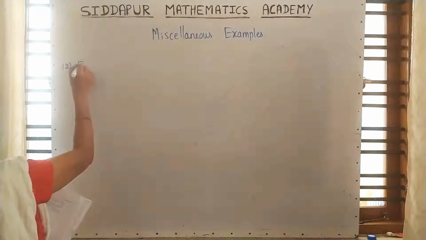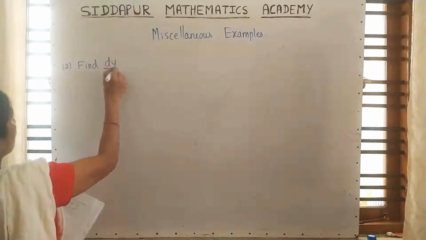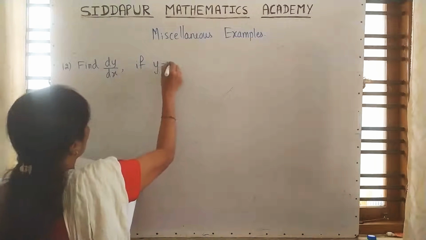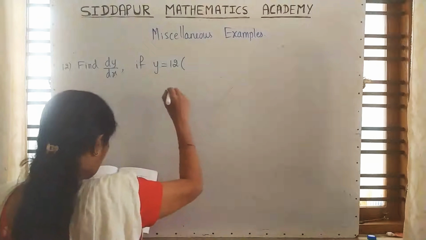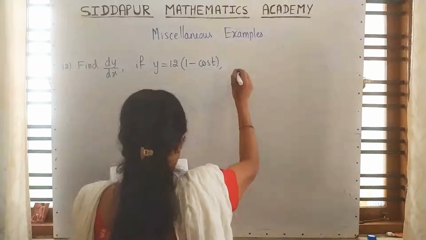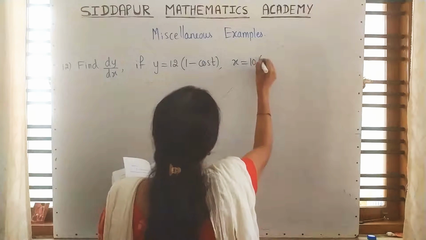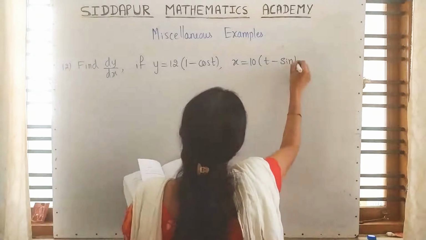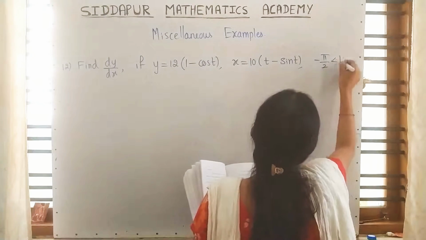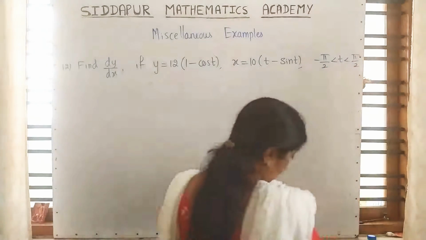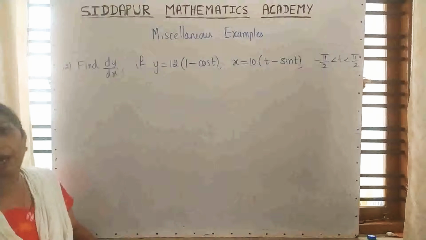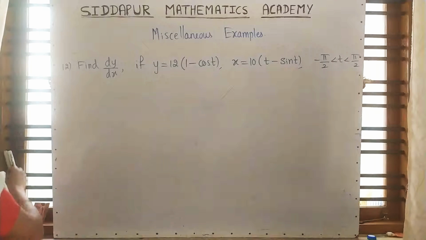Find dy upon dx if y is equal to 12 in the bracket 1 minus cos t and x is equal to 10 in the bracket t minus sin t, where t is lying between minus 90 to plus 90. See, the sum is very simple. And tell me, can you identify which type of example it is? Yes, it is a parametric equation problem.